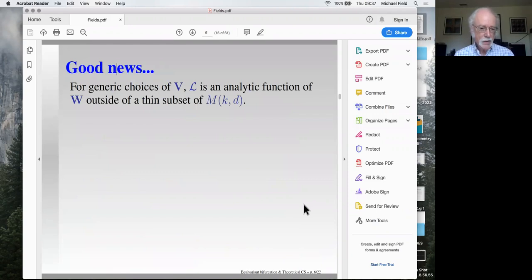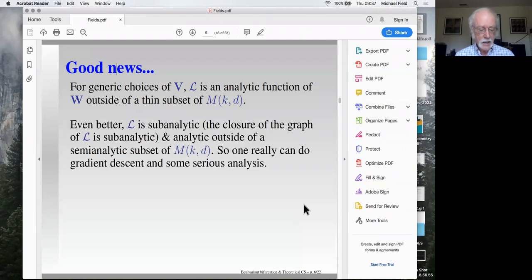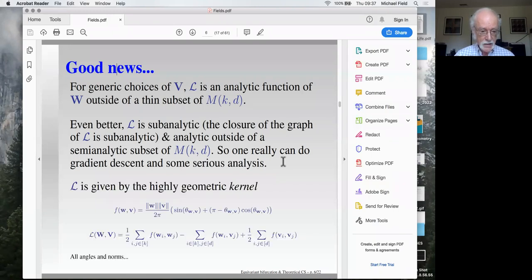So for generic choices of V, the loss is an analytic function of W outside of a thin subset of the space of matrices, which is nice. So it means that we can talk about gradient descent. Actually, a lot more is true. That L is what's known as a sub-analytic function. I'm not going into any details there, but this is slightly stronger than just analyticity outside of a thin subset of the matrices. So what this means is the smoothness means you can do gradient descent, and the analyticity means you've got the possibility of doing some serious analysis on the problem.